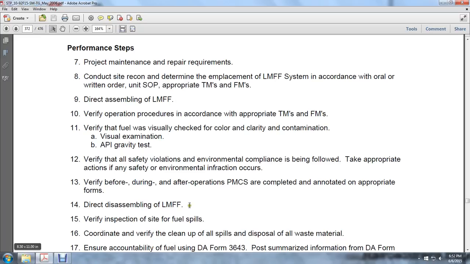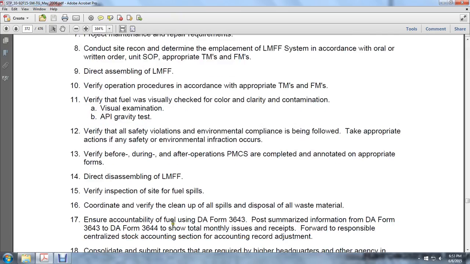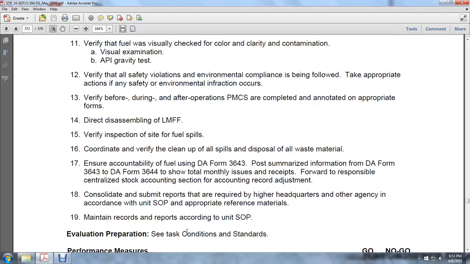Direct disassembly of the load modular fuel farm, and verify the inspection of the site for fuel spills. Verify the cleaning up of all spills and disposal of all materials. Ensure accounting of the fuel on the DA Form 3643, post summarized information of the DA Form 3643 and DA Form 3644 to show total monthly issues and receipts. Forward to the responsible centralized accounting section for accounting record adjustment. Consolidate and submit the reports required by higher headquarters and other agencies in accordance with standard authorization procedures and appropriate reference materials. Maintain records of reports according to the standard authorization procedures.